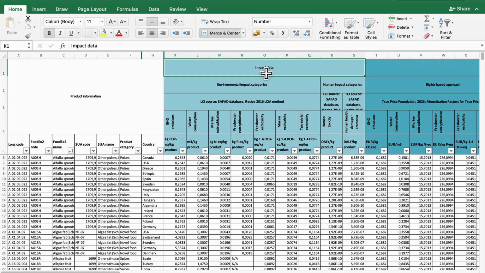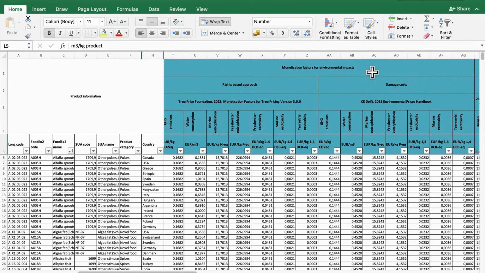Then coming over to the right, we have the impact data, which is divided into environmental and human impact categories. And for example, greenhouse gas emissions are given in kilograms of carbon dioxide equivalent per kilogram of food product, while water consumption is given in cubic meters of water per kilogram of food product.